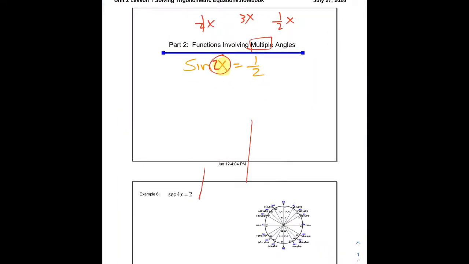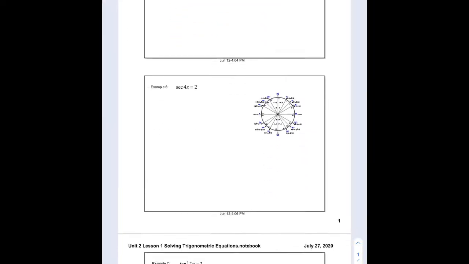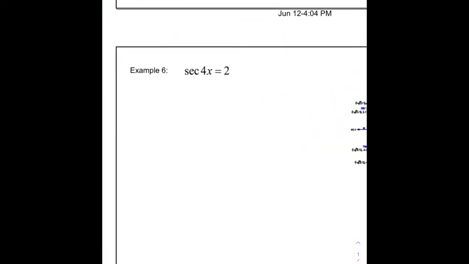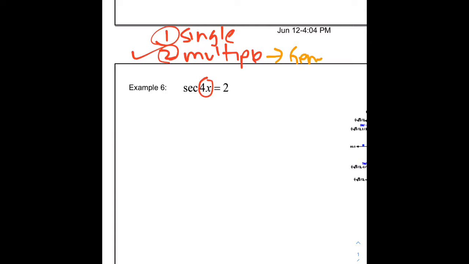We're going to talk about the secant of 4x. Let me scroll up. There we go. The secant of 4x equals 2. If I was approaching this as a test question, I would say to myself, is this a single angle equation to solve, or is this a multiple? And hopefully you notice by the 4x that this is a multiple. Can't stress this enough. If you're going to solve a multiple angle problem, you must find the general case first. And let's get through this first problem and you'll see why that's true.